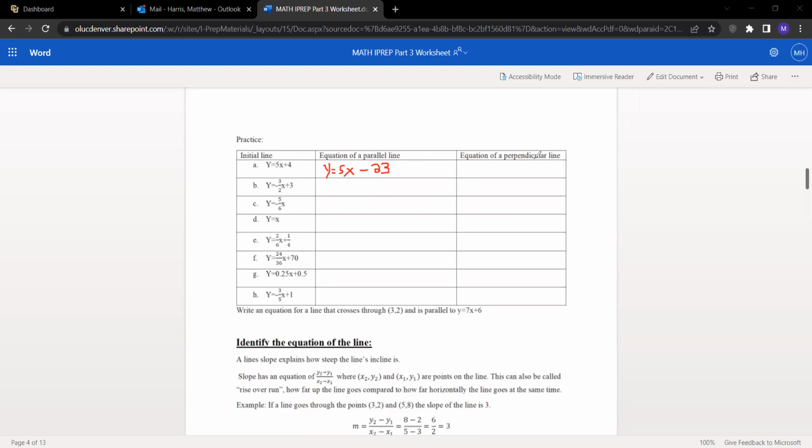Now what about a perpendicular? Remember what changes here? The slope is the opposite reciprocal. So from 5x, it becomes -1/5x. Our y-intercepts can be the same or different. So this one, we'll say it's the same, +4.